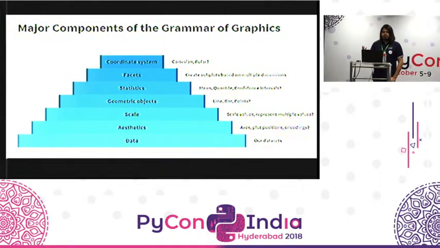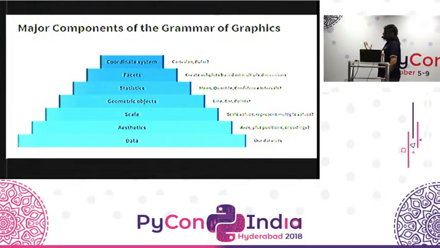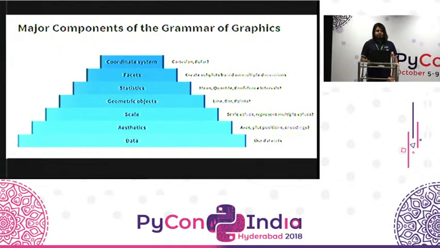Statistics is kind of optional. It's if you want to view some trend lines, some spark lines, or the mean, the confidence interval, quantiles, aspects like that, you can put that also in the plot.